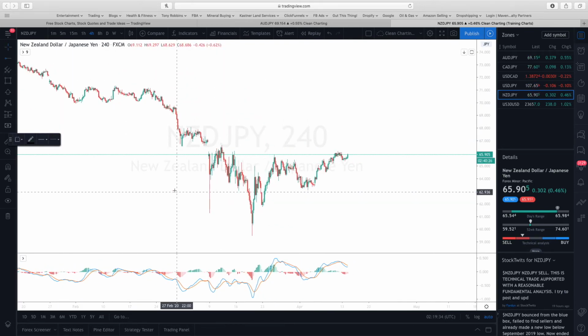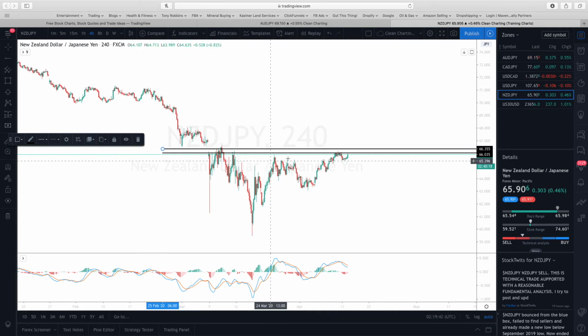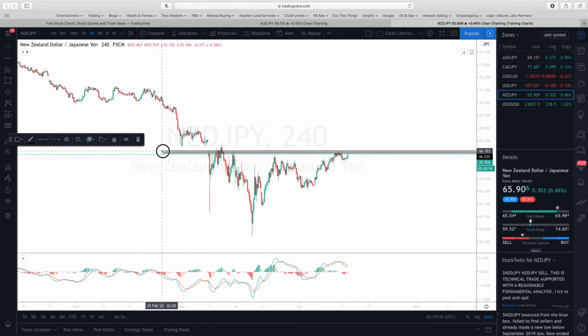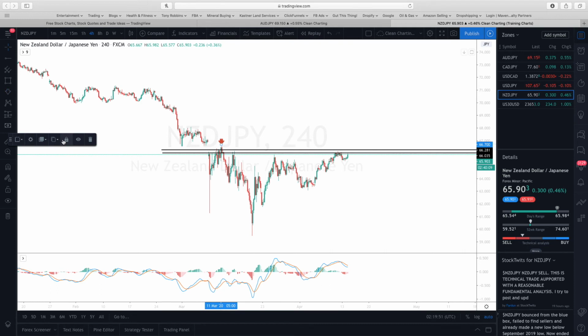So let's go to NZDJPY. We're going to go ahead and mark up. I think we should mark up this zone right here. Seems to be a high probability area of rejection. And the reason I say that is because, as we can see, price moved up, rejection, moved up, rejection, moved up, rejection.